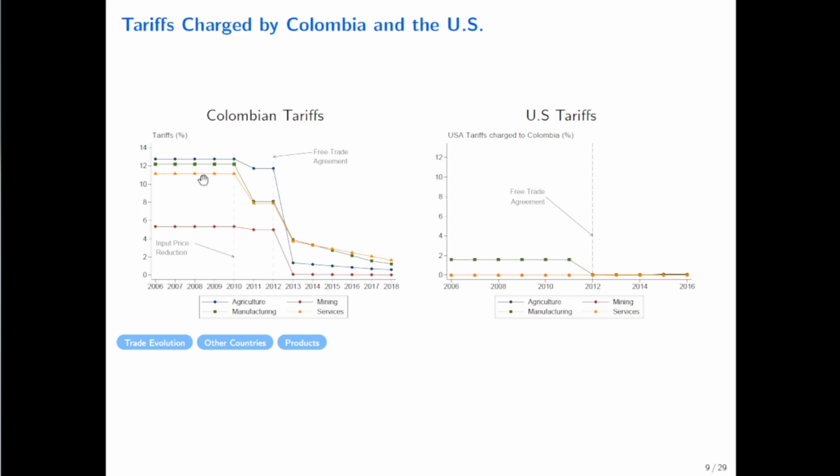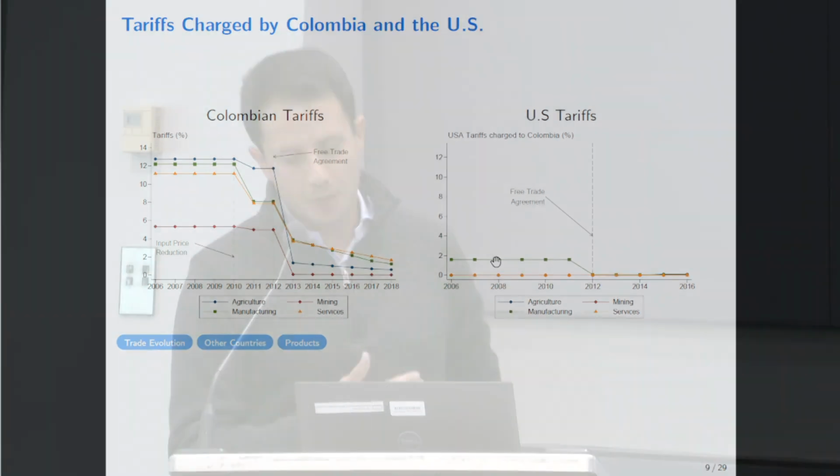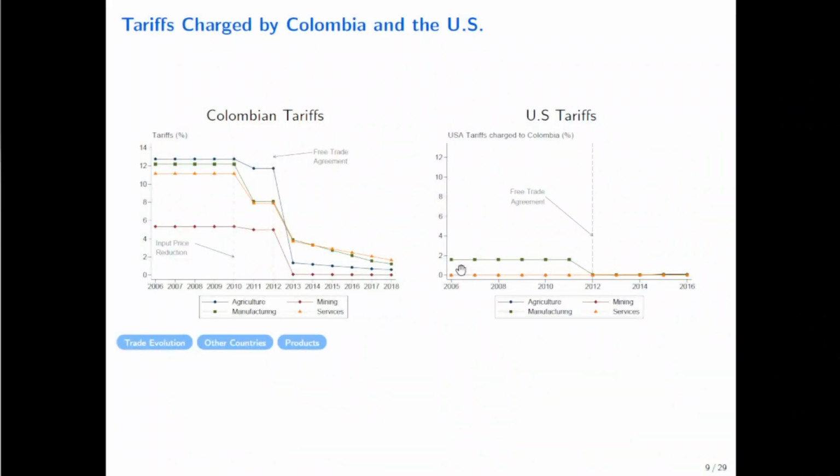We can see that in one-digit sectors, there is a big decrease in tariffs. For example, for agricultural sectors, it came from 13% to lower than 2%, and similar for manufacturing and mining. From the US perspective, the US tariff charged to Colombian producers was already very low because Colombia is a very important partner for the US in the region. And because of the war against drugs, Colombia was already receiving some preferential treatment in the US markets. So there was a small decrease, but the average tariffs were already lower than 2%. So this is an input trade liberalization, not an export trade liberalization, and that makes it different to the US one.